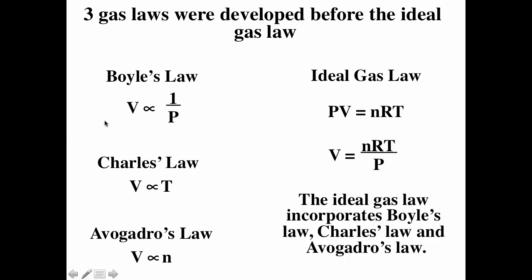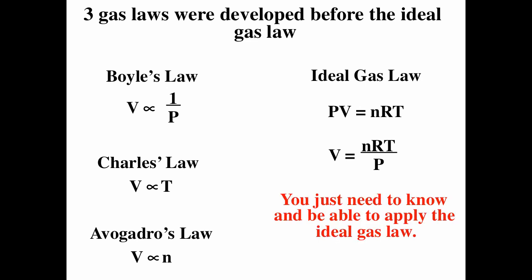And so you notice that for Boyle's law, V is inversely proportional to P. For Charles' law, V and T are proportional. And for Avogadro's law, V and N are directly proportional. And so the ideal gas law incorporates all three: Boyle's, Charles', and Avogadro's law. It's important that you're able to use and apply the ideal gas law.